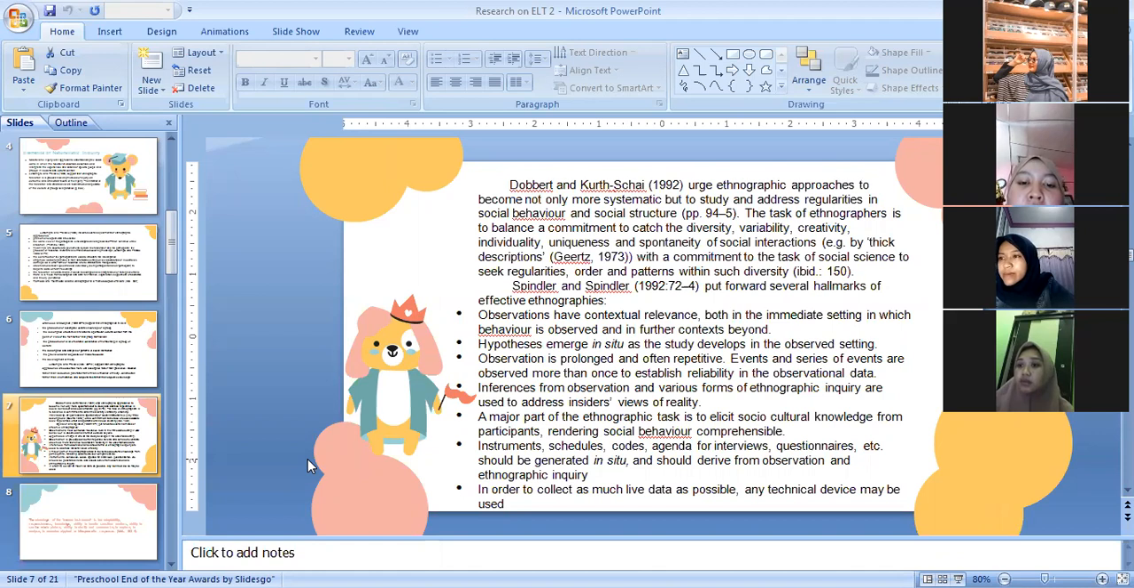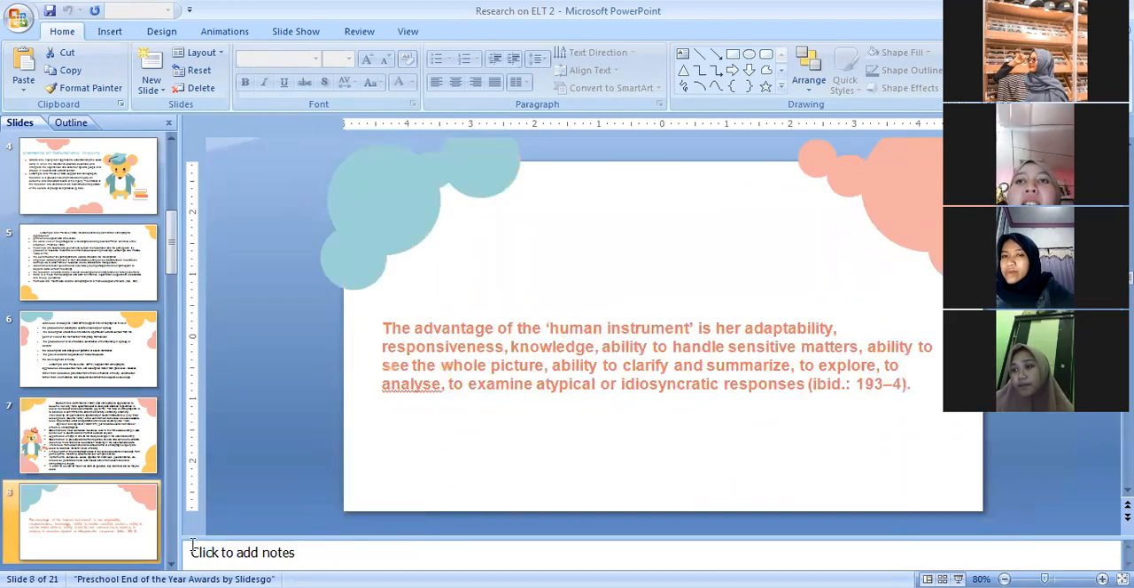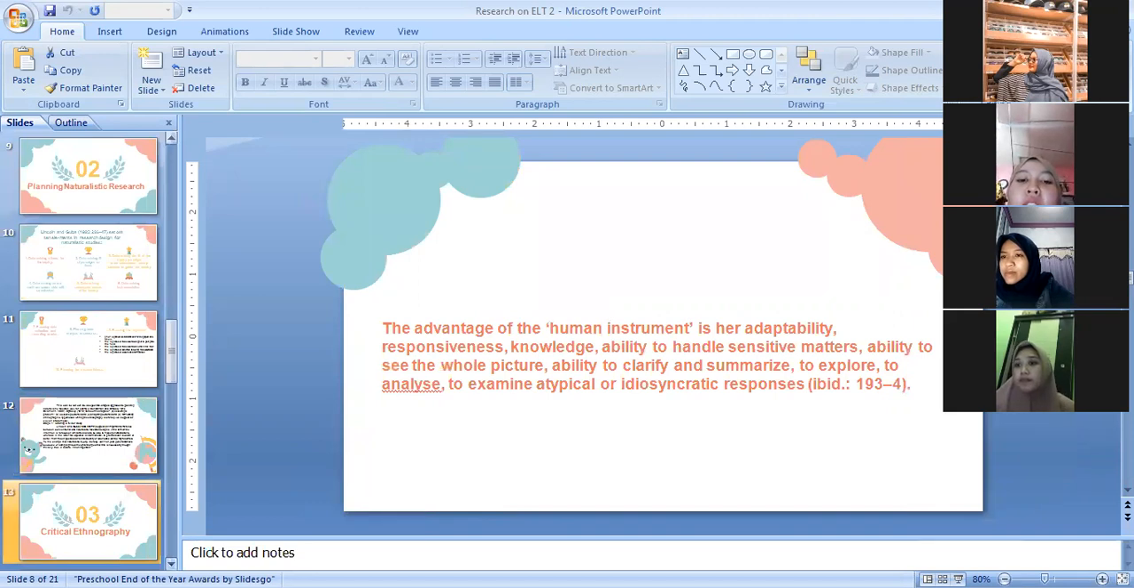Fourth, inferences from observations and various forms of ethnographic inquiry are used to address insiders' views of reality. Fifth, a major part of the ethnographic task is to elicit socio-cultural knowledge from participants, rendering social behavior comprehensible. Next, instruments, schedules, codes, agenda for interviews, questionnaires, etc. should be generated in situ and should derive from observation and ethnographic inquiry. And last, in order to collect as much live data as possible, any technical device may be used. The advantage of the human instrument is her adaptability, responsiveness, knowledge, ability to handle sensitive matters, ability to see the whole picture, ability to clarify and summarize, to explore, to analyze, to examine atypical or idiosyncratic responses.